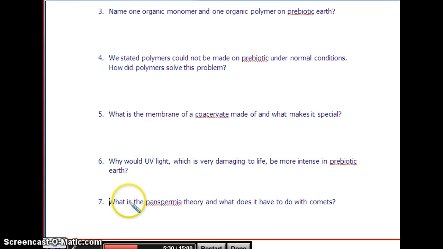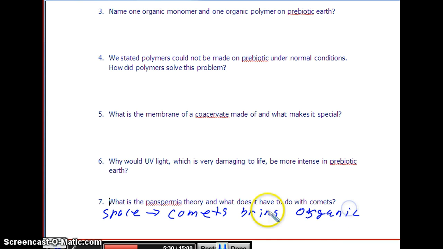Panspermia is saying that life came from space, and the example of that was how we talked about the comets being able to pick up any organic molecules. The comets would bring the organic molecules to Earth, and so Earth started from space, particles coming from space, and that is the panspermia theory.